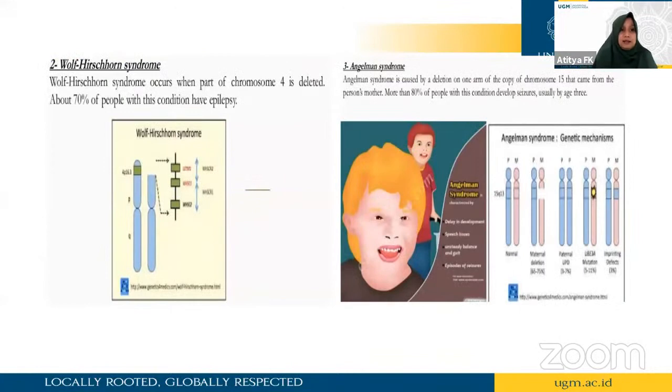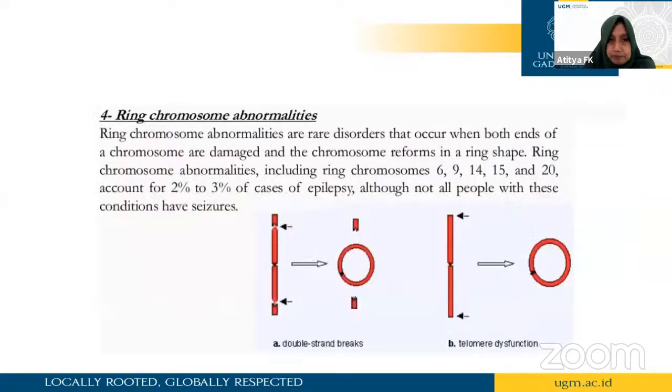Kemudian sindrom yang lain yaitu Wolff-Hirschhorn syndrome, yaitu sindrom di mana bagian dari kromosom 4-nya hilang, sehingga 70% pasien ini akan mengalami epilepsi. Kemudian ada juga Angelman syndrome, yaitu karena delesi dari kromosom 15, dan 80% pasien ini akan mengalami kejang. Selain itu ada gejala seperti gangguan perkembangan, gangguan bicara, atau gangguan keseimbangan.